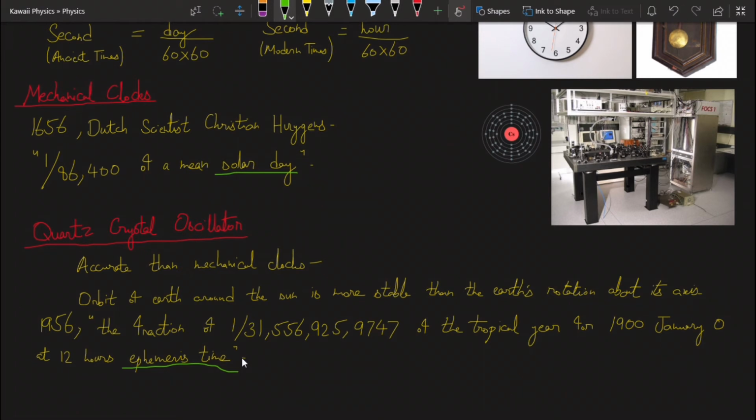This definition wasn't adopted in the International System of Units right away. It was adopted in 1960. In 1960, this was adopted in SI. It was not at that time in 1956. It didn't instantly become a definition for the SI. It was adopted as the definition for the second in SI in 1960.